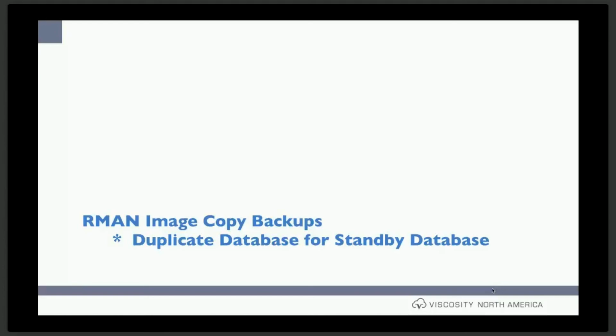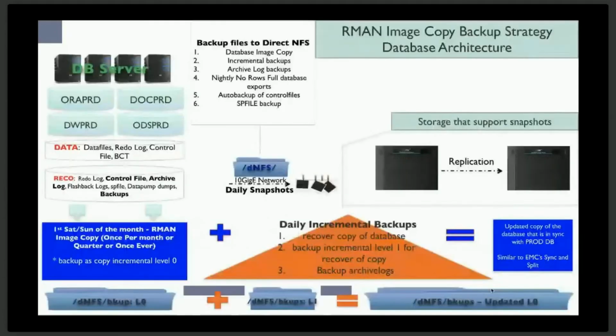And so my image copy backup is always going to be in sync with my primary database. It's just going to be n-1 incremental backup behind, right? But the cool thing is that because I do an image copy, it's an actual copy of the database, which means that I can do a switchover to my image copy in the event that my primary database dies, right? And it's actually a single command called switch database to copy.